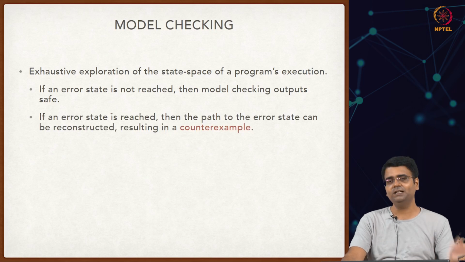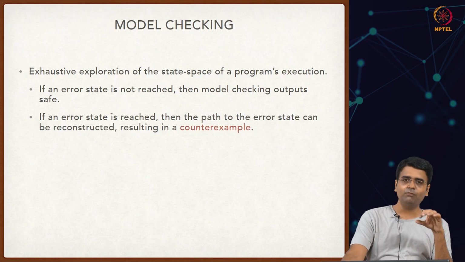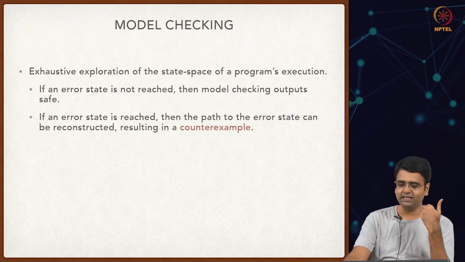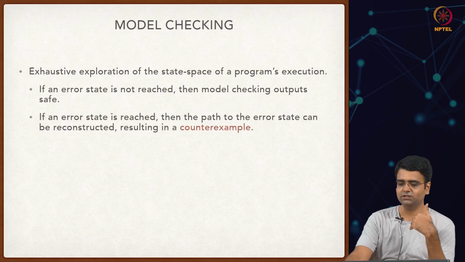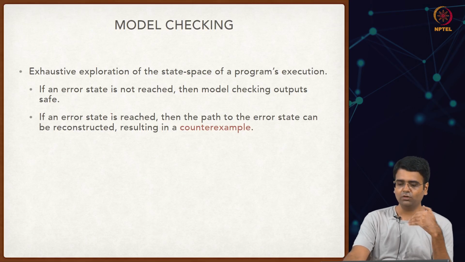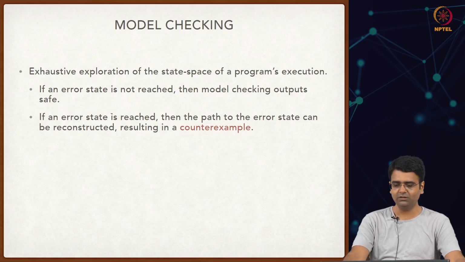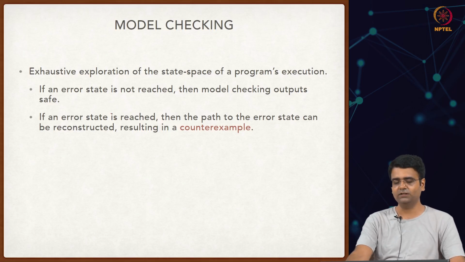But if the error state is actually reached, then the path to the error state can also be reconstructed, meaning the exact sequence of program locations, the exact execution, the transitions that were taken by the program in order to reach the error state. This is what we call a counterexample, or a bug in the program. So if the error state is reached, then model checking will output the counterexample.